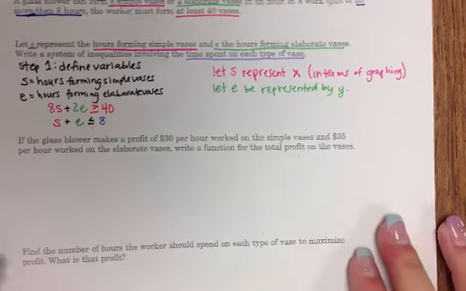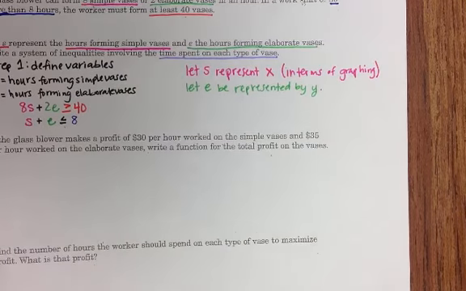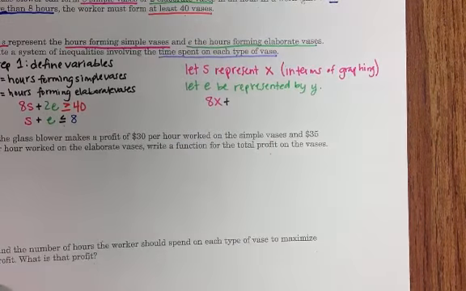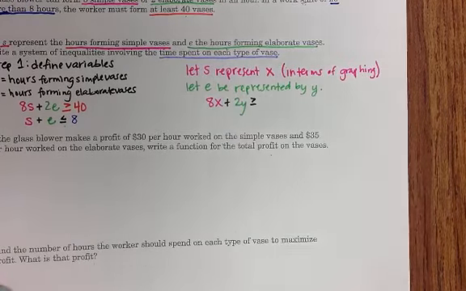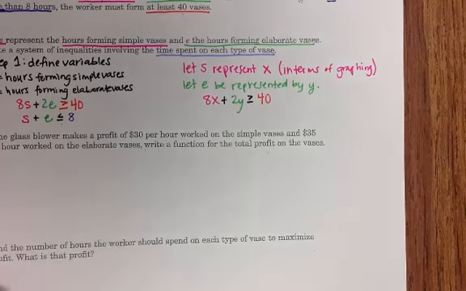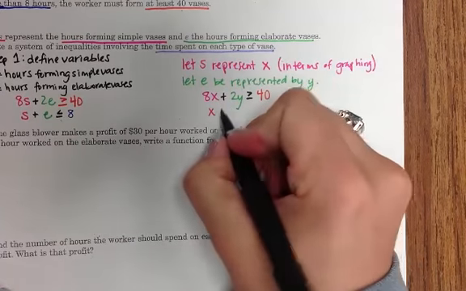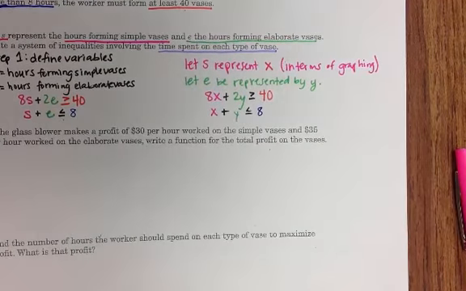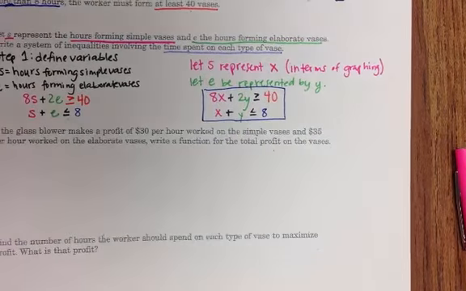So if we rewrite our inequalities, taking into consideration x and y now instead of S and E, we have 8x plus 2y is greater than or equal to 40. All I'm doing is replacing S and E with x and y so that we'll be able to graph. Then with our second one, we have x plus y is less than or equal to 8. So these are the systems that we're going to use. These are our inequalities that we're going to be using in order to figure out the remainder of this problem.